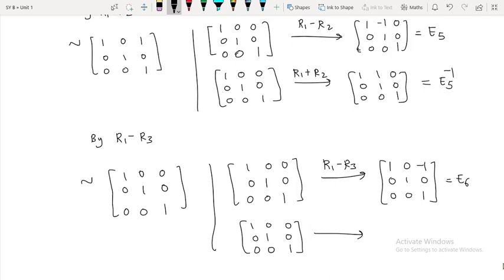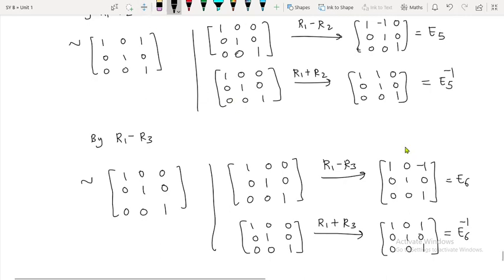Now the E6 inverse will be 1 0 0, 0 1 0, 0 0 1, and in order to find E6 inverse, we'll perform R1 plus R3, and this will be, so second row as it is, third row as it is. So the addition 1 plus 0 is 1, 0 plus 0 is 0, and 0 plus 1 is 1. This is your E6 inverse.